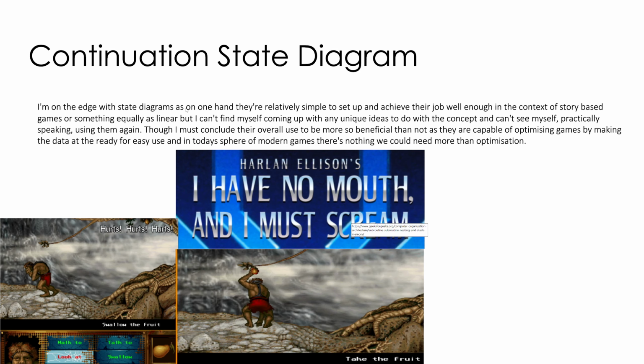I'm on the edge with state diagrams, as on one hand they are relatively simple to set up and achieve the job well enough in the context of story-based games or something equally as linear, but I couldn't find myself coming up with any unique ideas to do with the concept and can't see myself practically using them again. Though I must conclude that overall they are more beneficial than not, as they are capable of optimizing games by making the data at the ready for easy use. And in today's sphere of modern games, there's nothing we could need more than optimization.